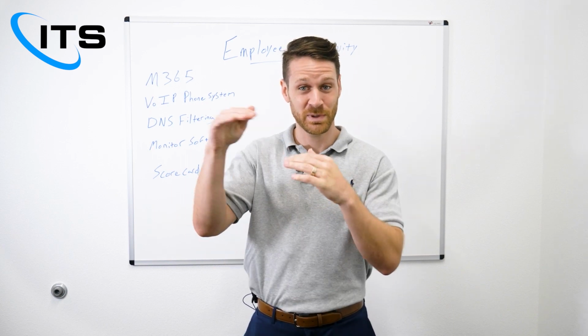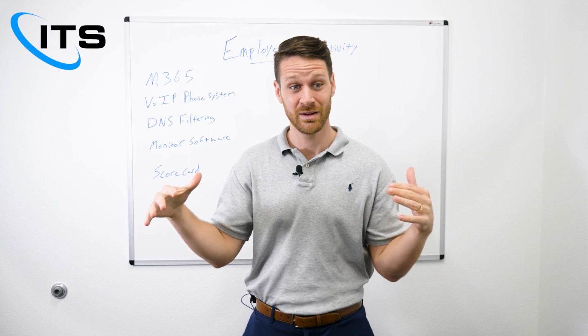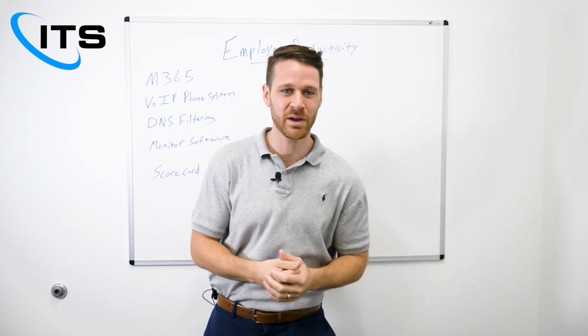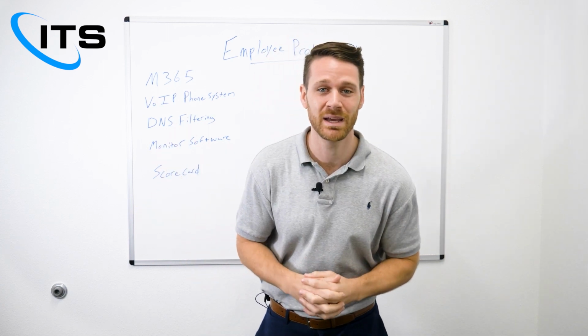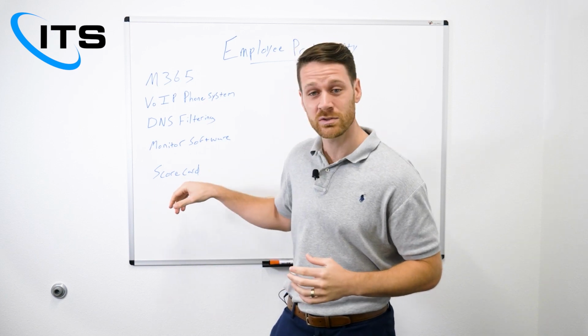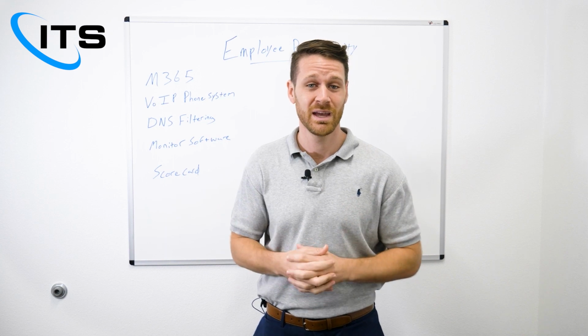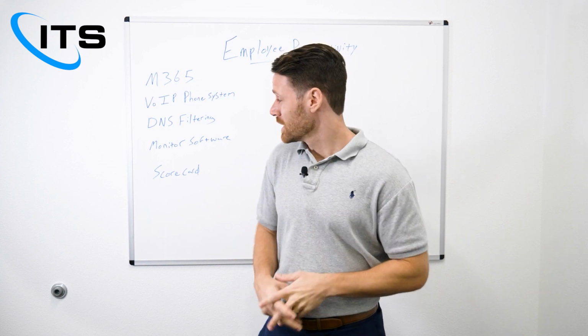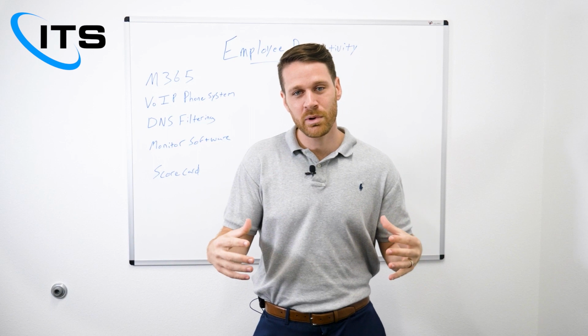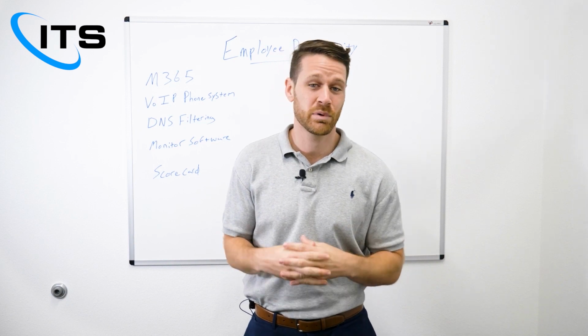Or if an expectation is set and no one on the team's hitting it, well, maybe the expectation may be a little too high, or maybe some adjustments need to be made. Either way, a good old-fashioned scorecard is still a fantastic way of employee productivity monitoring. So these are the 5 primary categories of employee productivity monitoring.